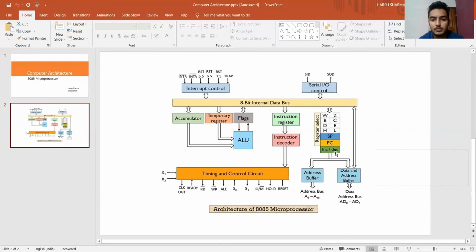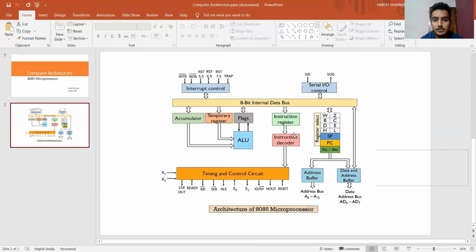After that we have two address buffers. Why do we have two address buffers? Because one address buffer has a size of 8-bit, while the address is 16-bit. That's why we have two address buffers. The first 8 bits will be stored in one and the second 8 bits in the other. Now the address will be sent and the data will be fetched from the memory.